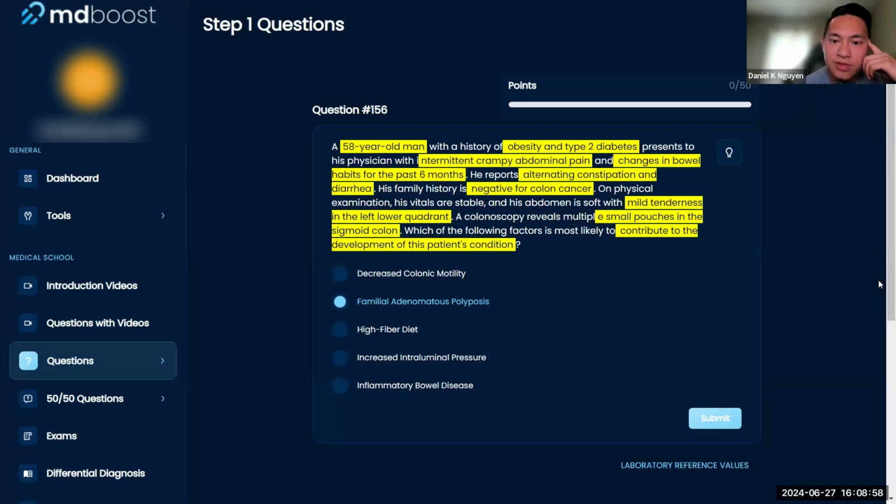On physical exam, his vitals are stable, his abdomen is soft, mild tenderness in the left lower quadrant. So overall, his abdominal exam is pretty normal, but some mild tenderness in the left lower quadrant. That's kind of where your sigmoid is. Colonoscopy reveals multiple small pouches in the sigmoid colon. So definitely for sure, I'm thinking in my head, diverticulosis.